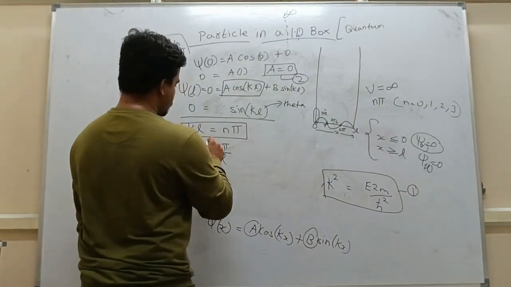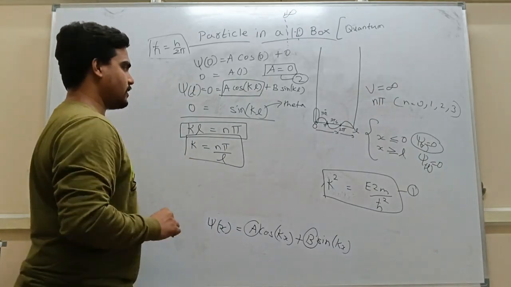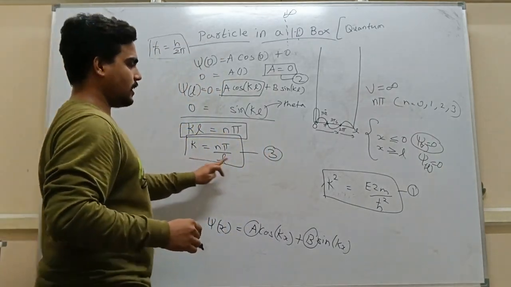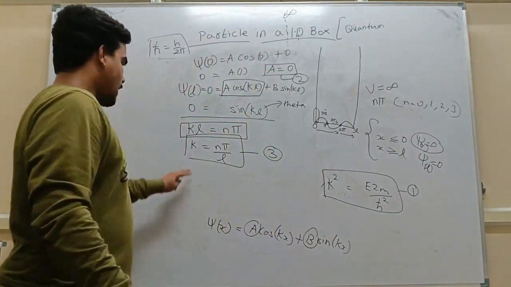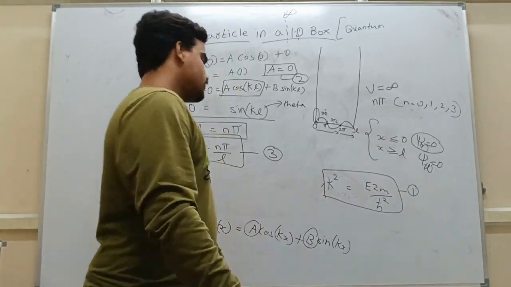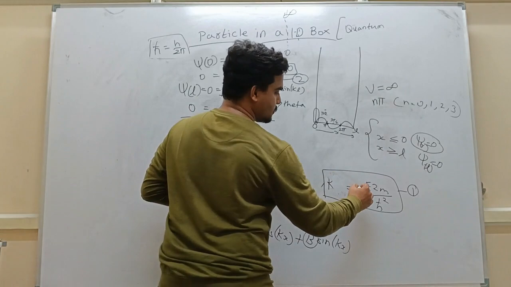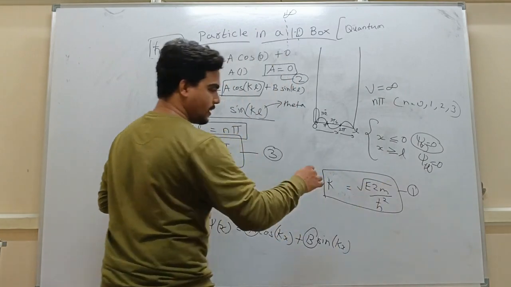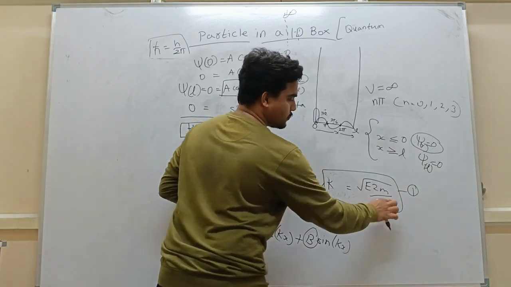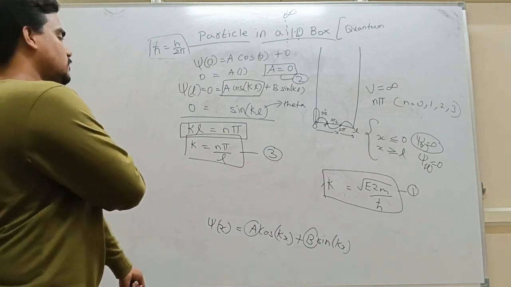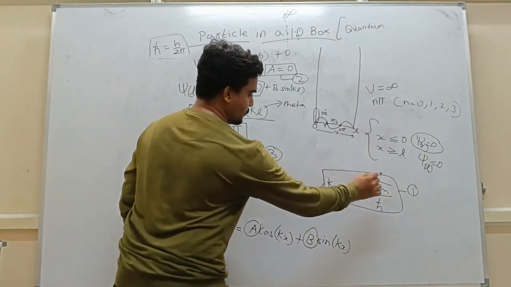Now since this is the equation we are getting, I will name this equation number 3. When I equate equation number 3 and equation number 1, I have k here as well, so I can equate them. Before equating, I will remove this square and put the root here, so this 2 is also removed. The square root and the square both cancel out. Now I can equate equation number 3 and 1.